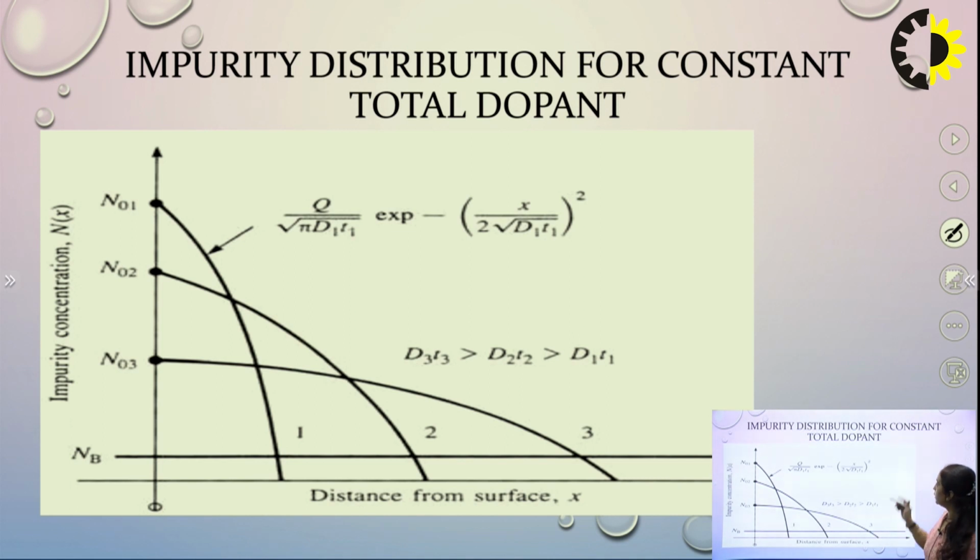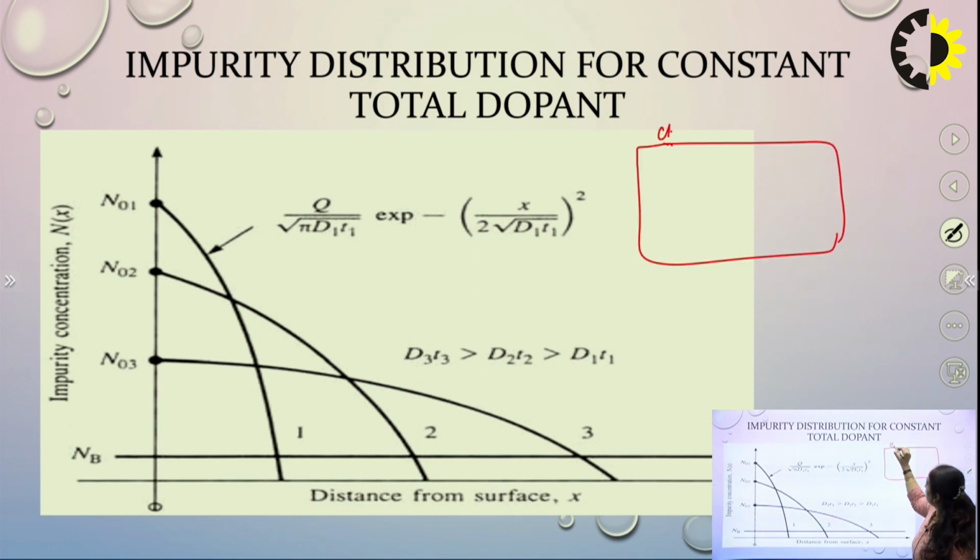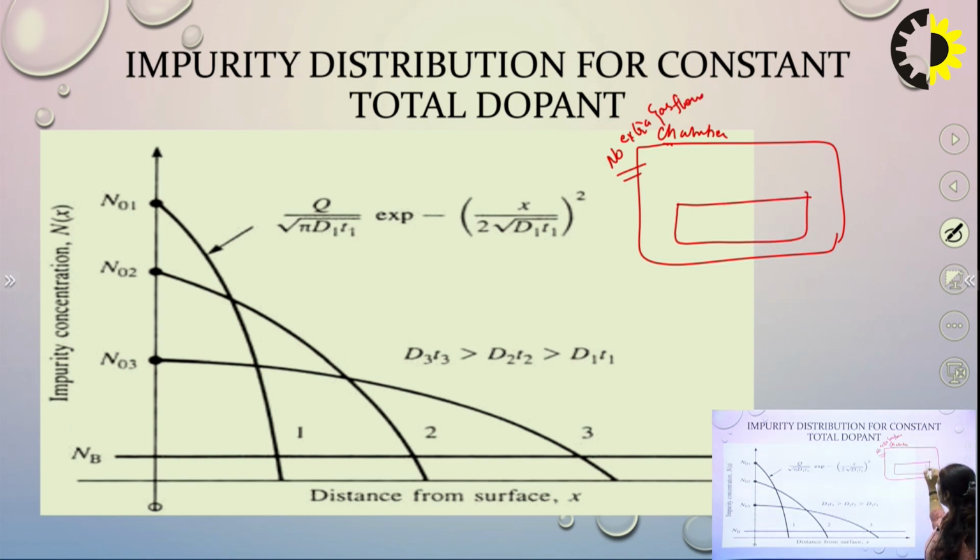Okay, so next is the distribution when we have the constant dopants. So when we have the constant dopants, now your impurity concentration is constant, right? We have the chamber, and here your gas concentration is now constant, no extra gas flow is there, okay. Inside this we have the substrate, a p-type substrate, right. We are going to diffuse some of the dopants over here, okay. So here we have now the limited source.